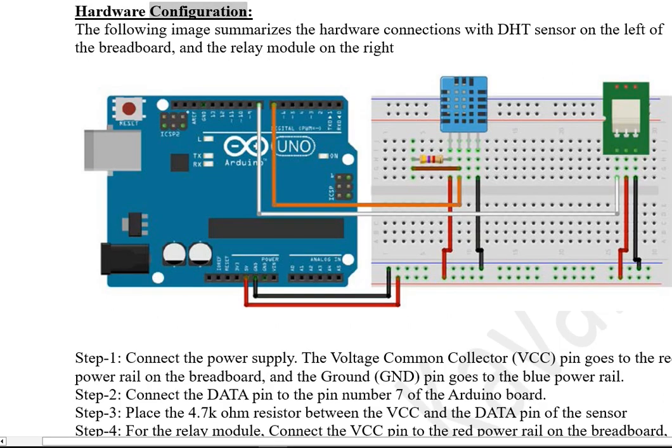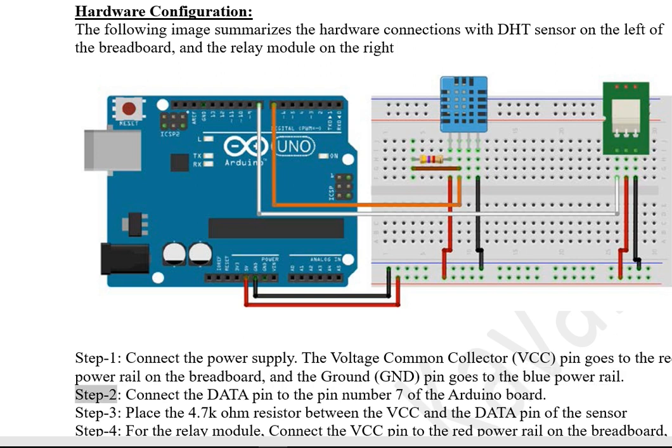Hardware configuration. The following image summarizes the hardware connections, with the DHT sensor on the left of the breadboard and the relay module on the right. Step 1: connect the power supply. The VCC pin goes to the red power rail on the breadboard, and the ground, GND, pin goes to the blue power rail.